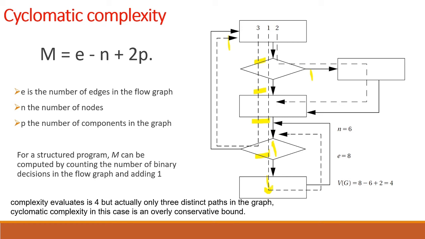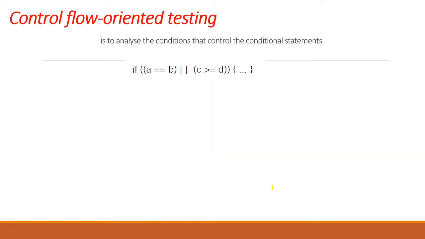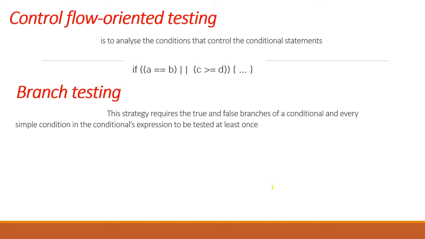Conservative boundary of this control flow graph. In control flow graph testing, we can analyze even the conditions. So in the control flow graph, branch testing is very important. We have to check whether all the branches will select a true and false path, checking all the branch conditions at least once.